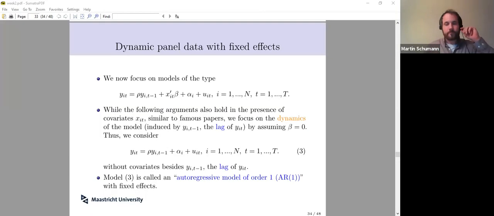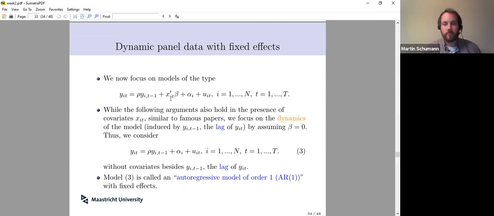What we will, however, see is that once you put lags of y also on the right-hand side of the model, this can give you trouble and you will have to use a slightly different treatment. Okay, so let's take a look at this. As I said, we talk about dynamic models when we have y_it on the left-hand side, and we have, for instance, previous y's on the right-hand side.